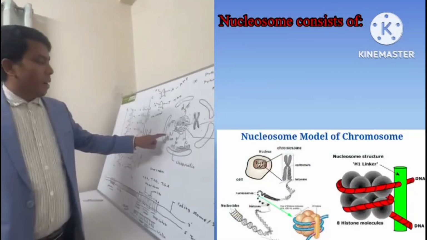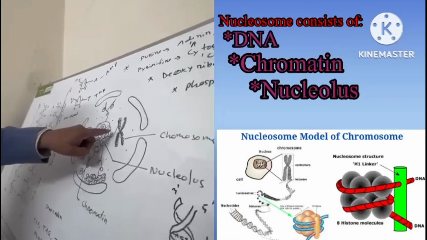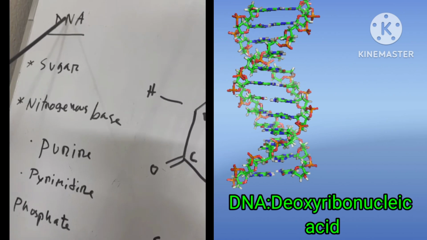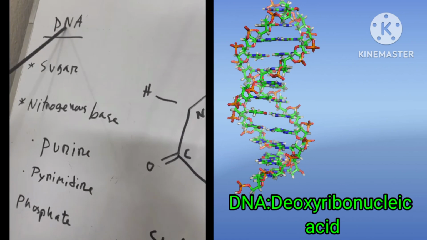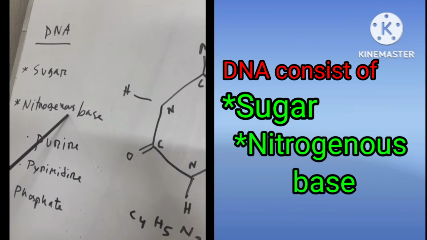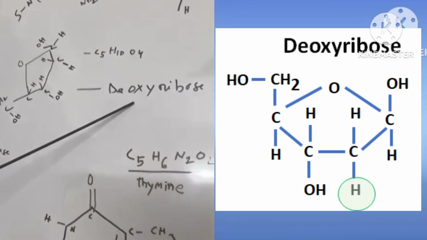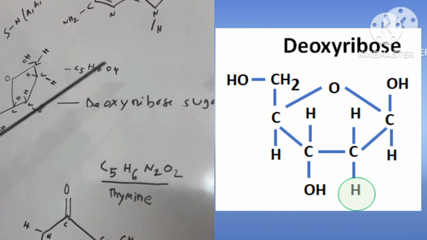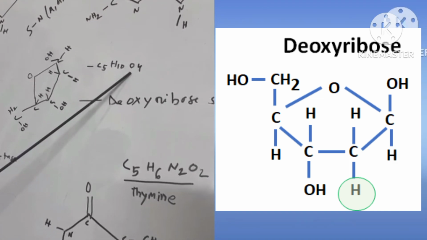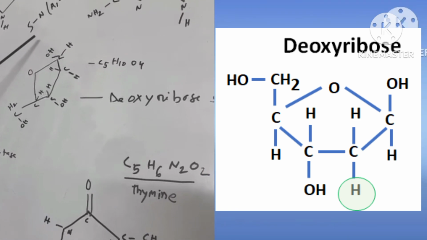Nucleosome consists of DNA, chromatin, nucleolus and chromosome. DNA, deoxyribonucleic acid. DNA consists of sugar, nitrogenous base and phosphate. Sugar: DNA contains deoxyribose sugar. Deoxyribose sugar, C5H10O4. This is the structure of deoxyribose sugar.